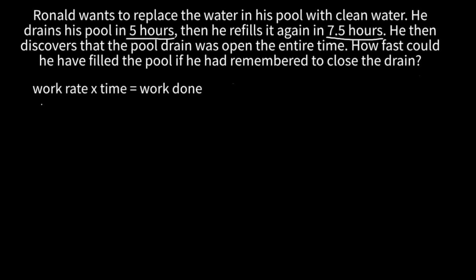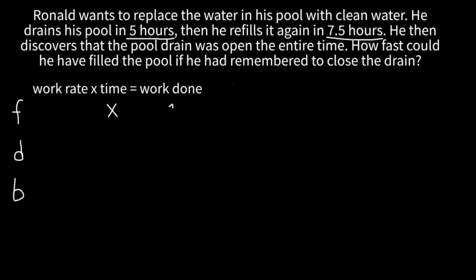So while he is refilling it, he has two things going on at the same time. He has the hose that fills up the pool, and he has the drain open. So F for fill, D for drain, and that results in both of them working at the same time. So we're going to say B for that. So we don't know how long it would have taken to fill up the pool with just the hose itself. So we're going to say that that's X for time.